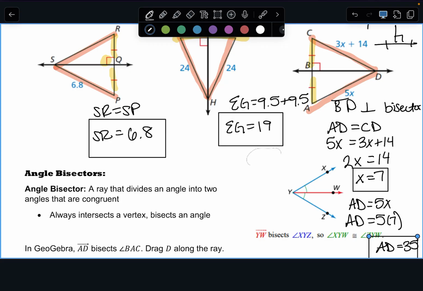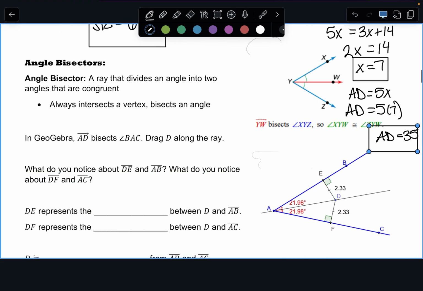Okay, that is your first type of segment, a perpendicular bisector. Question? Down here, AD equals 35. Any questions about perpendicular bisectors?